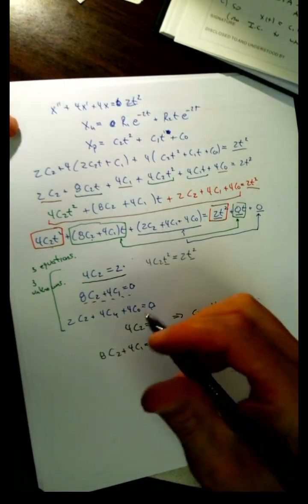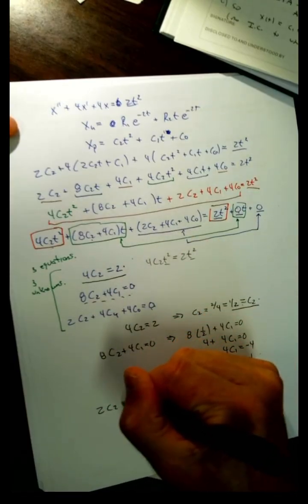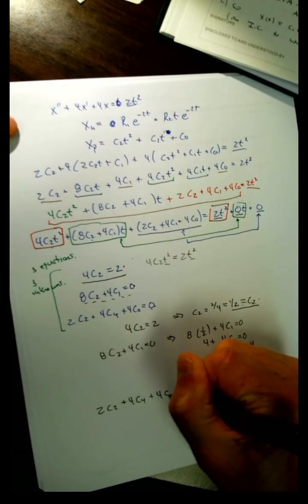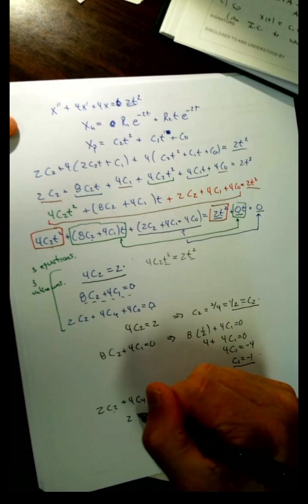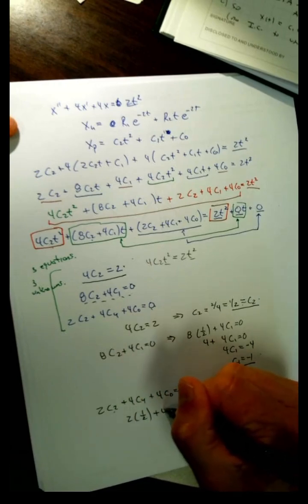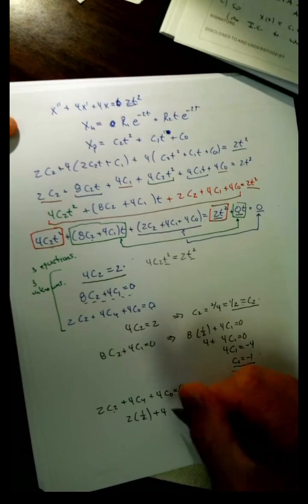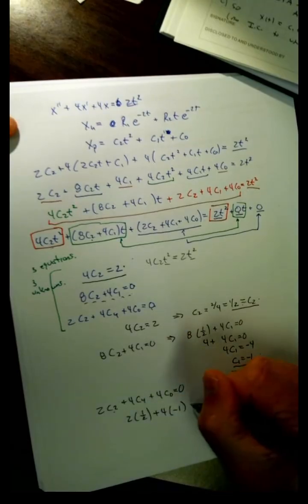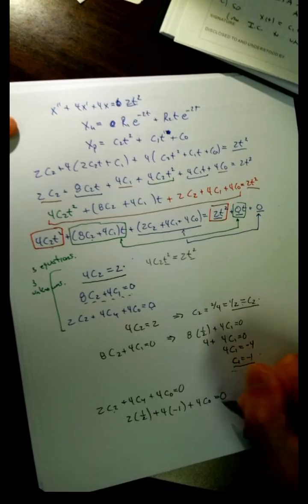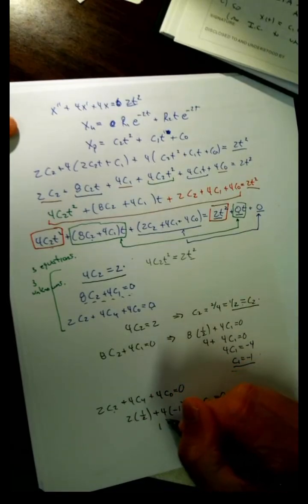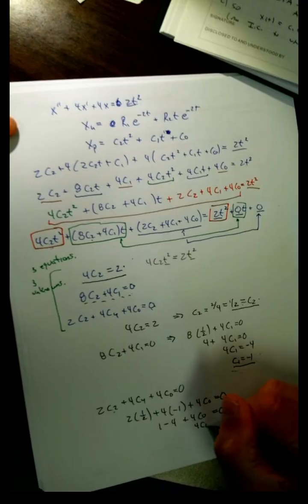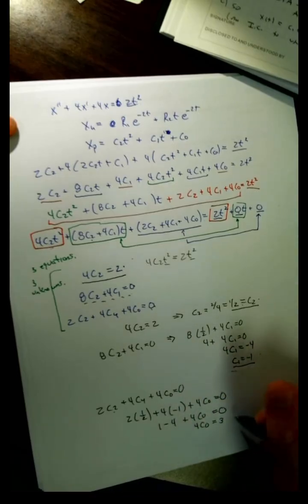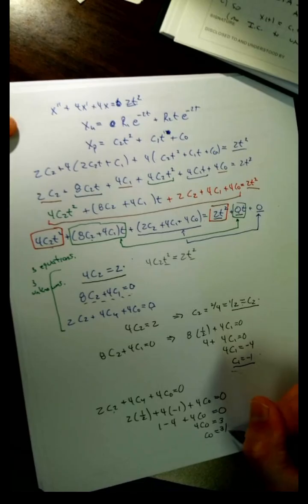And finally, the last equation, 2c2 plus 4c1 plus 4c0 is 0. I know that c2 is a half, so I plug in c2 equals a half. I know that c1 is minus 1, so that becomes 4 times minus 1, and I do not know c0. 2 times a half is 1. 4 times minus 1 is minus 4. Oops, and that is 0. So I get 4c0. If I add 4 and subtract 1, I get 3 on the right-hand side. So c0 is 3/4.